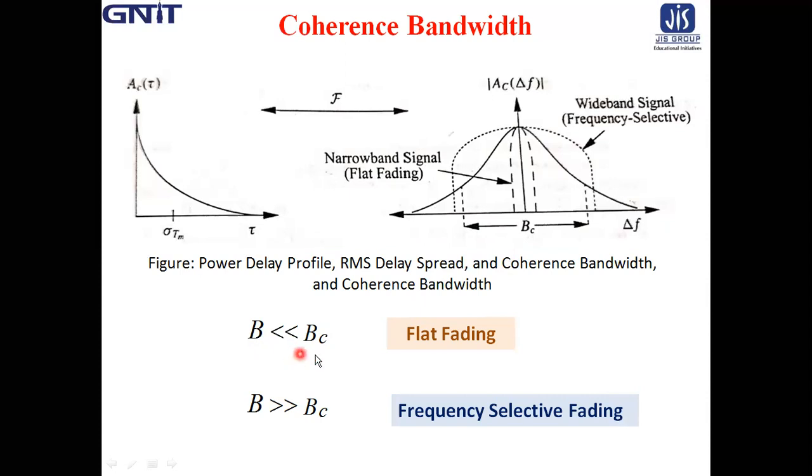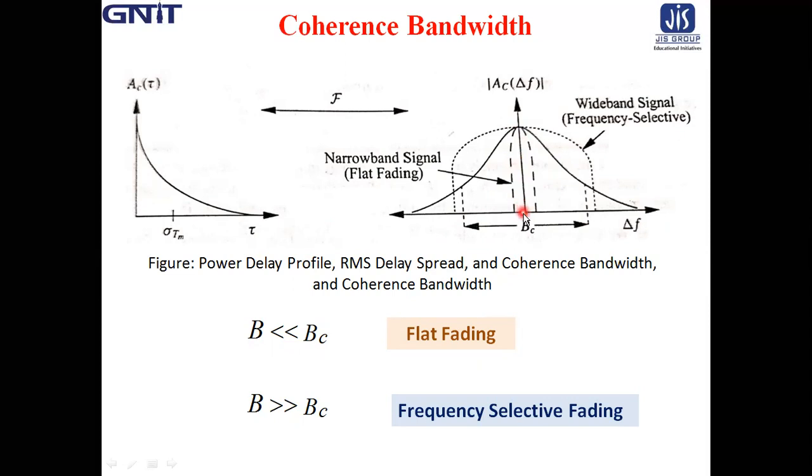much less than BC, then fading across the entire signal bandwidth is highly correlated. That is, the fading is roughly equal across the entire signal bandwidth. This is equally referred to as flat fading. This is shown here.